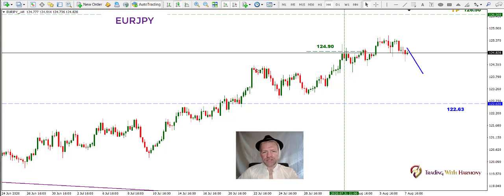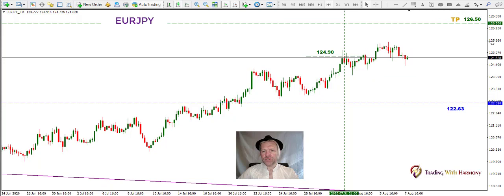So what I'm looking for this week and beyond is for price to continue back down into this level here, and then for price to go back up north and to hit our TP, being the 126.50 in the euro yen.